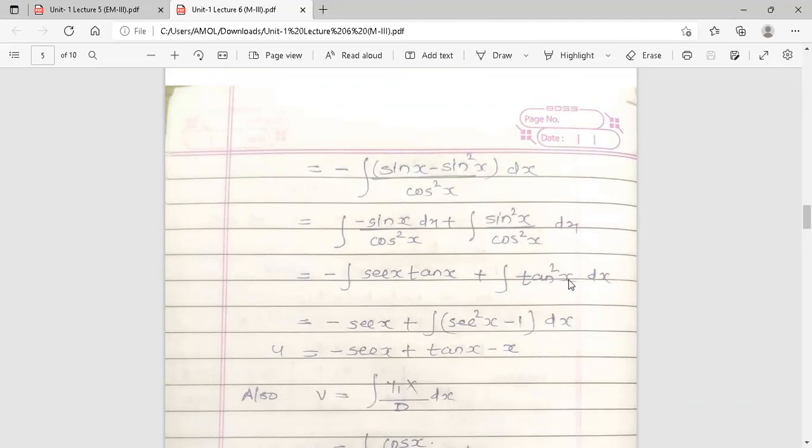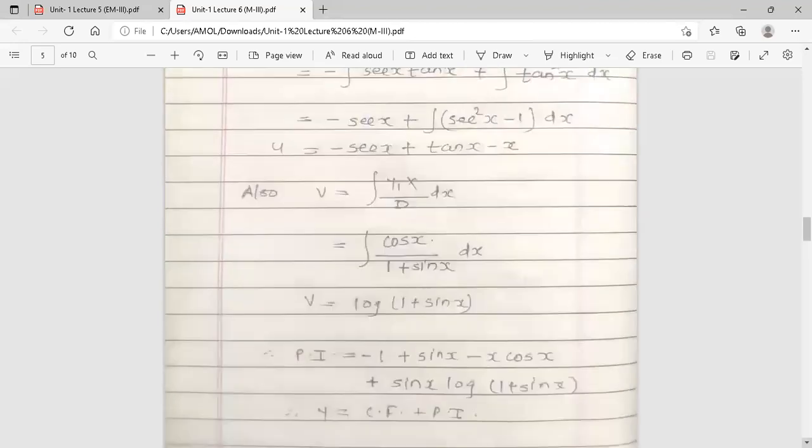Integration of tan square x: you first use the formula tan square x is equal to sec square x minus 1. So again separate these two terms and integrate. So it is equal to minus sec x plus integration of sec square x, which is tan x, and the integration of minus 1 is minus x. So u is equal to minus sec x plus tan x minus x. So this is the value of u.